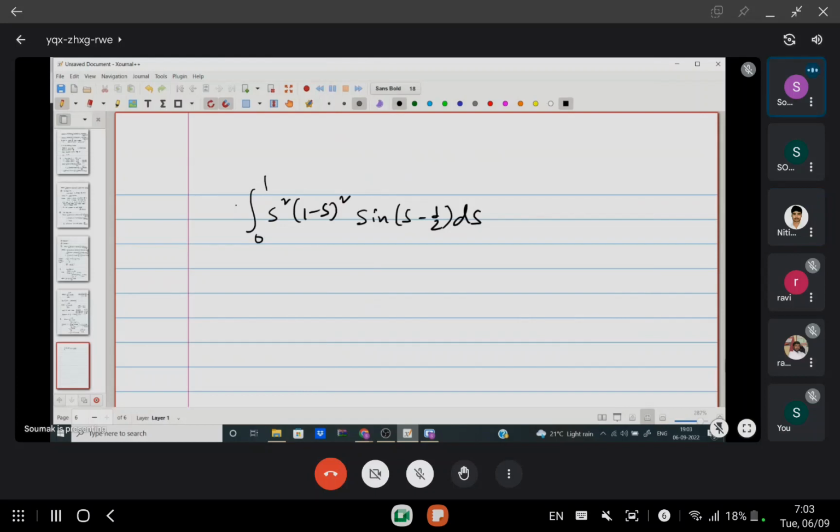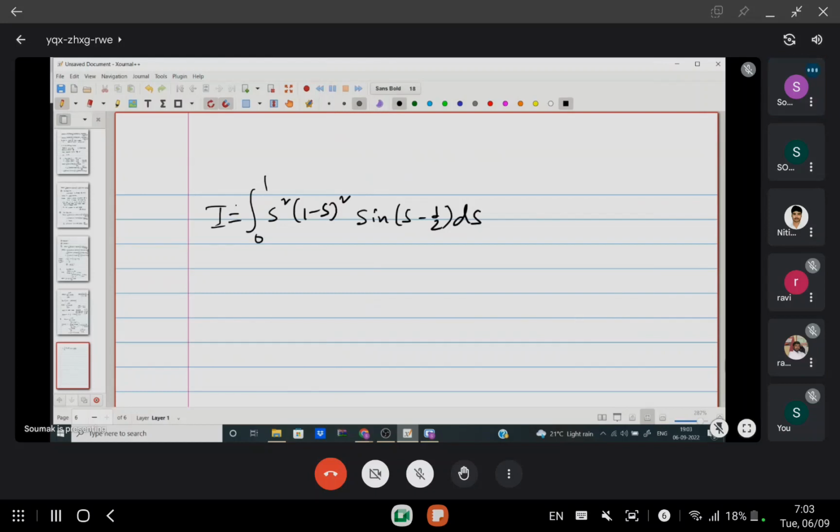What you said I did not get. Can you tell? Actually, we have to simplify the function first. Like I have to break the (1 minus s) whole square and then it will become complicated. Okay, I will give you some trick.